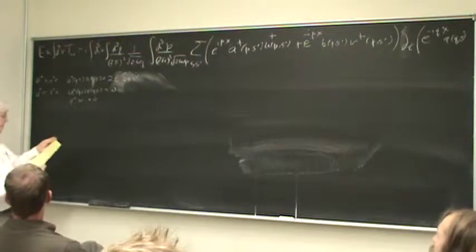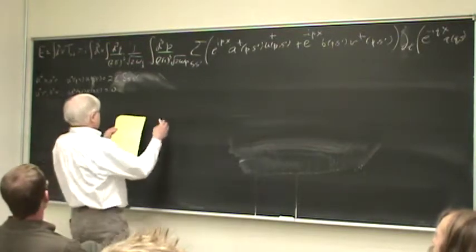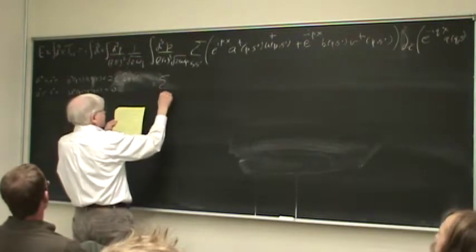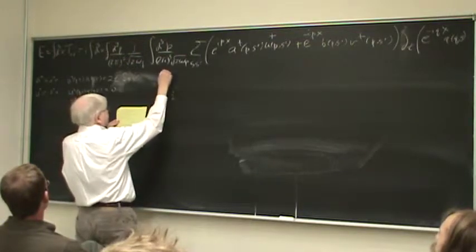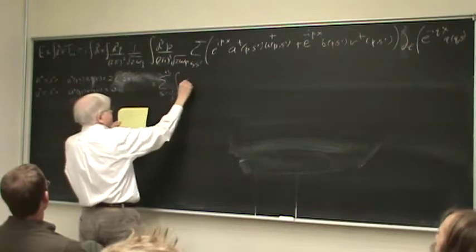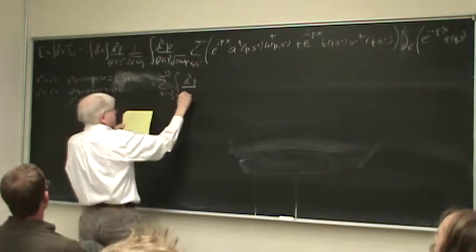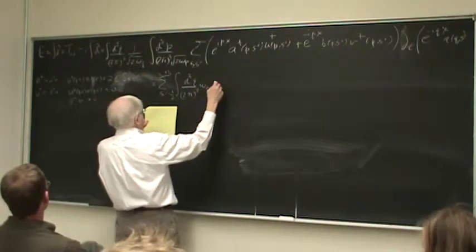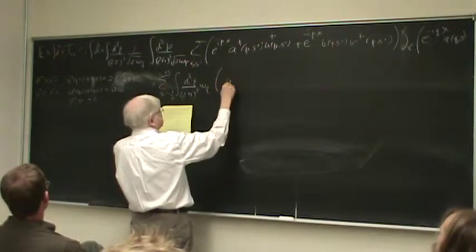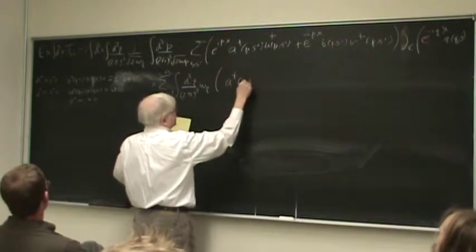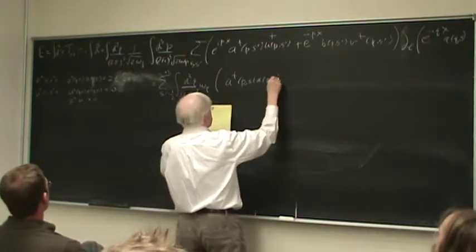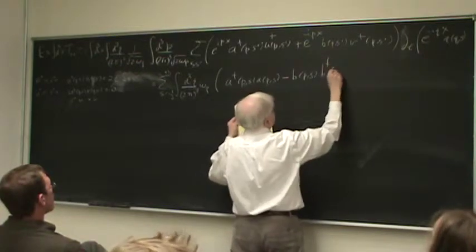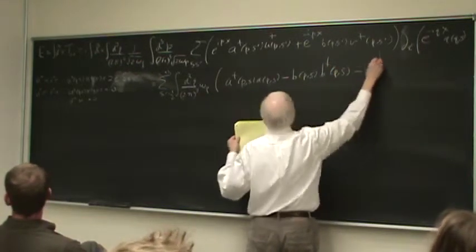And so if we keep the arithmetic straight, what we wind up with is the sum over s from minus a half to plus a half, integral d^3p over (2π)^3, ω_p. And then what we have is very nice: a†(p,s) a(p,s), and then minus b(p,s) b†(p,s).